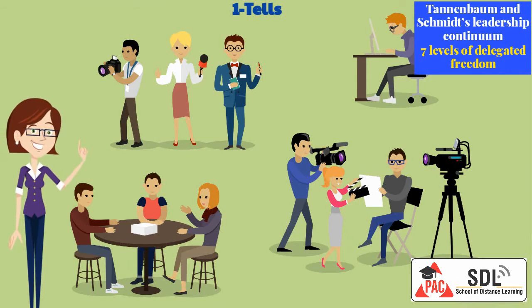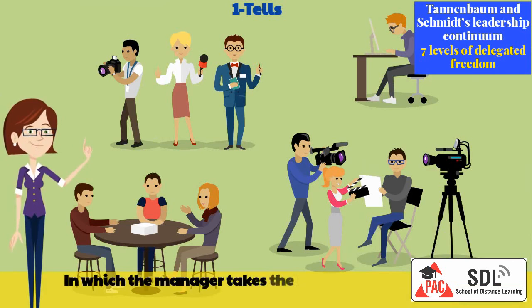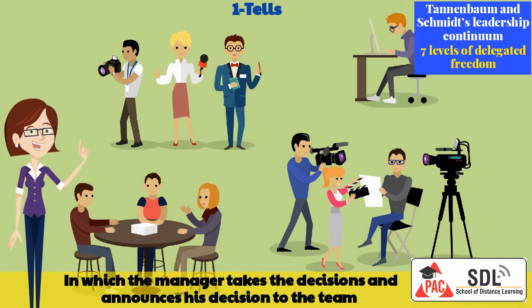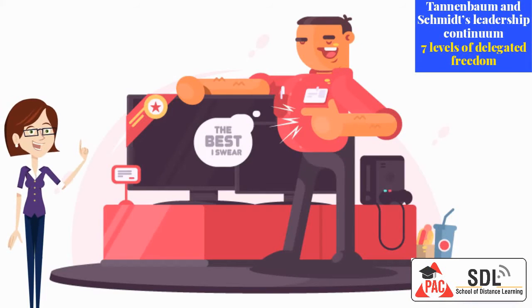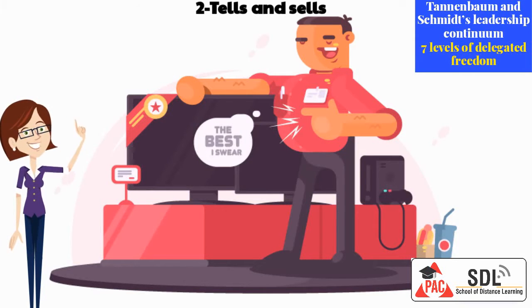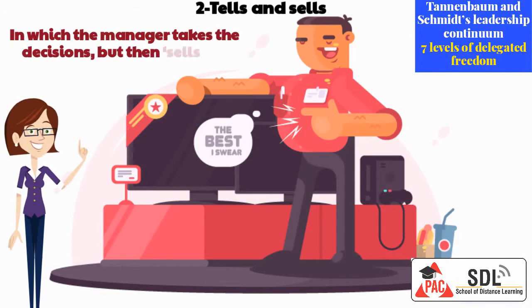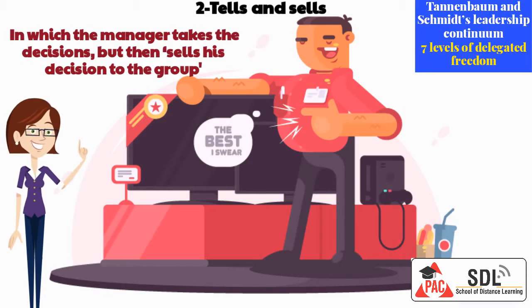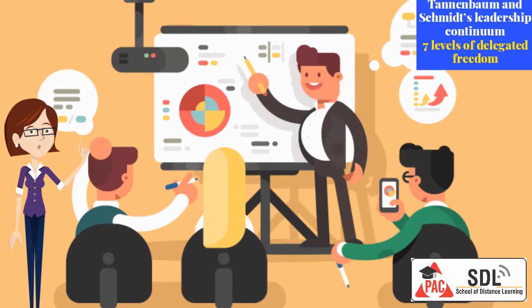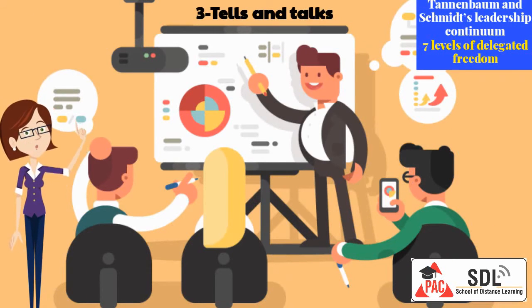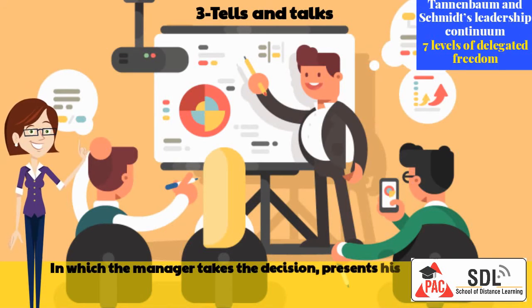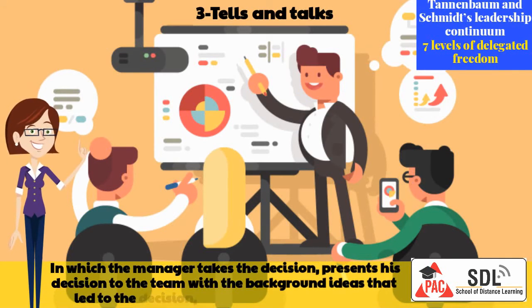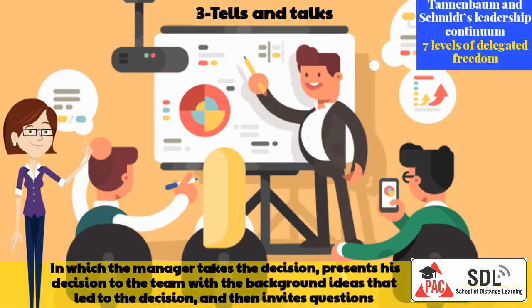First, tells, in which the manager takes the decisions and announces his decision to the team. Second, tells and sells, in which the manager takes the decisions, but then sells his decision to the group. Third, tells and talks, in which the manager takes the decision, presents his decision to the team with the background ideas that led to the decision, and then invites questions.